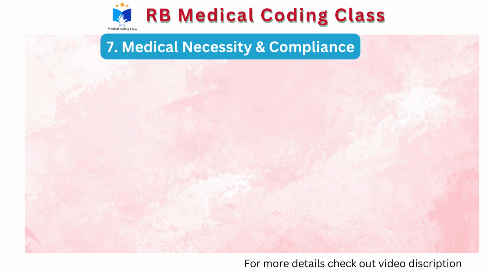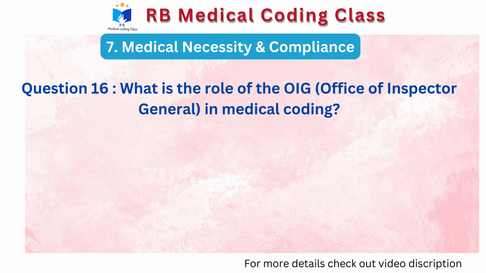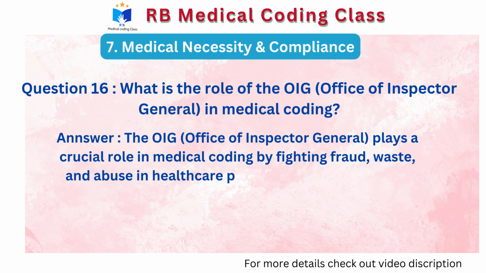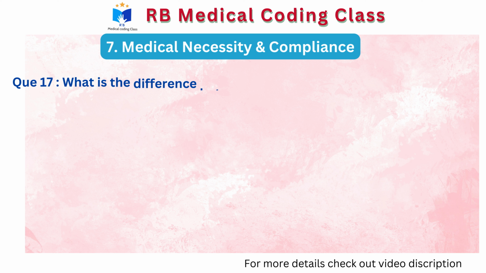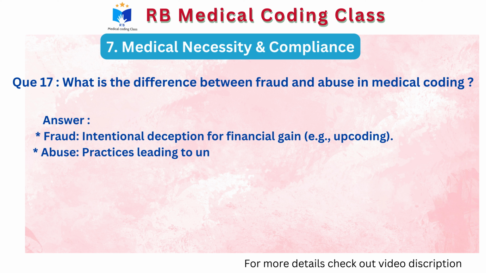7. Medical necessity and compliance. Question 16. What is the role of the OIG, Office of Inspector General, in medical coding? Answer. The OIG investigates healthcare fraud and abuse and ensures compliance with regulations like HIPAA and Medicare guidelines. Question 17. What is the difference between fraud and abuse in medical coding? Answer. Fraud, intentional deception for financial gain, e.g., upcoding. Abuse, practices leading to unnecessary costs, e.g., excessive tests.